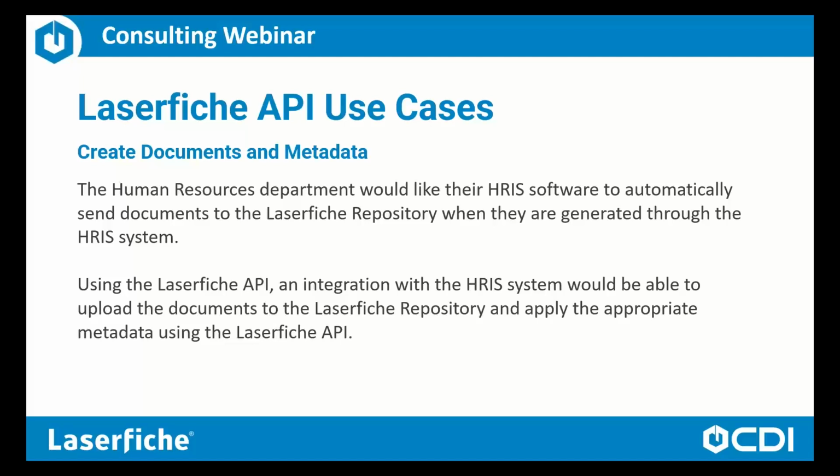We can create documents and metadata through the Laserfiche API. So for example, the Human Resources Department would like to use their HRIS software to automatically send documents that are generated to the Laserfiche repository automatically through the HRIS system. Using the Laserfiche API, an integration with the HRIS system would be able to send those documents generated from that external system to the Laserfiche repository through the API, apply the appropriate metadata, and save that document to the appropriate location.